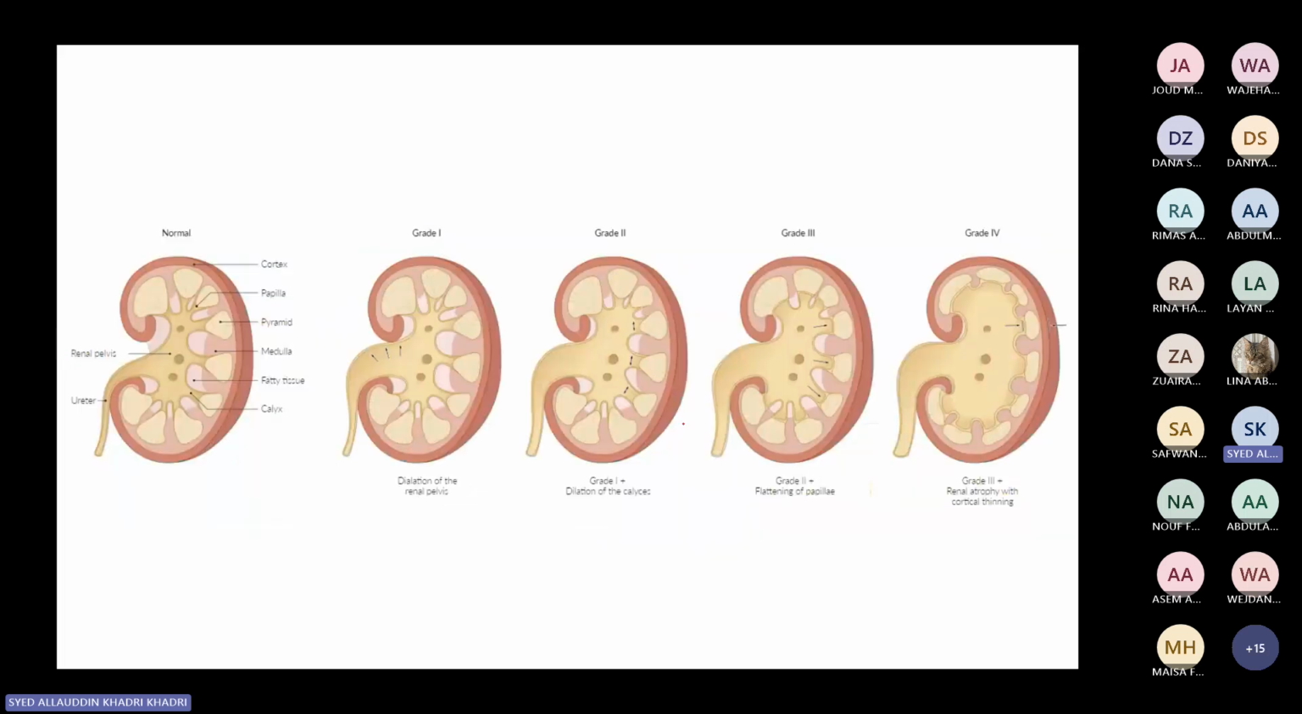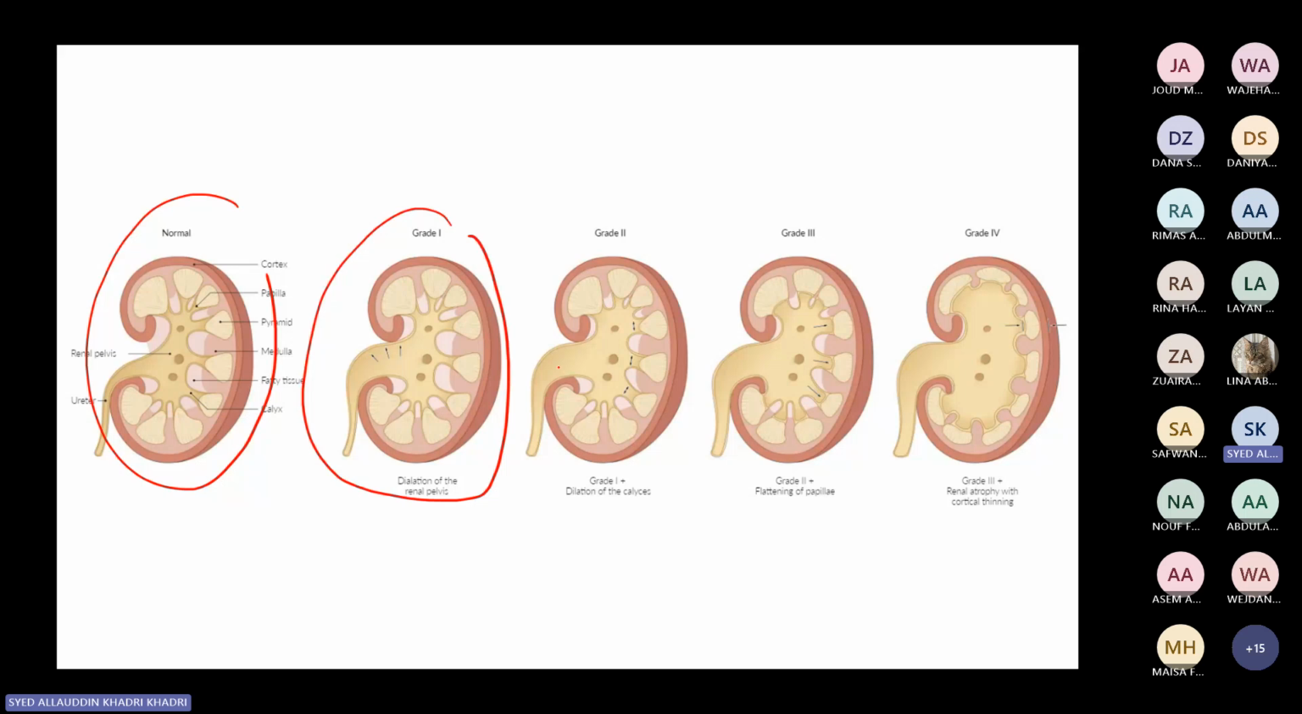Okay, we go furthermore. I'm trying to show you over here the normal kidney, grade 1 hydronephrosis. You can see the dilatation of the pelvis, then grade 2, where the dilatation of the calyces is more, you can see.